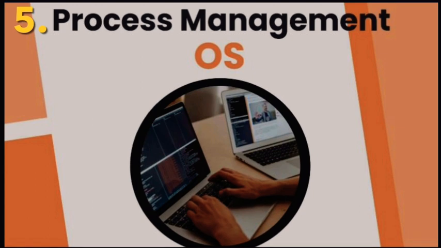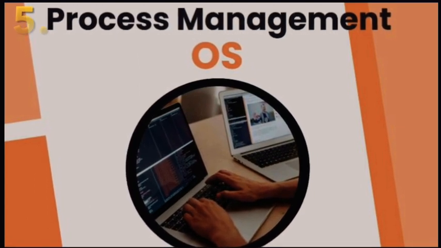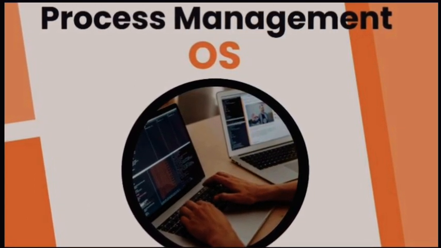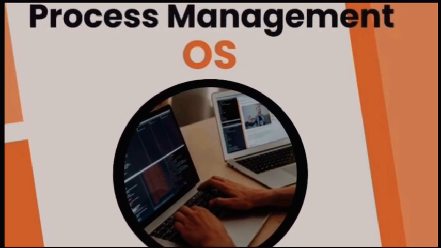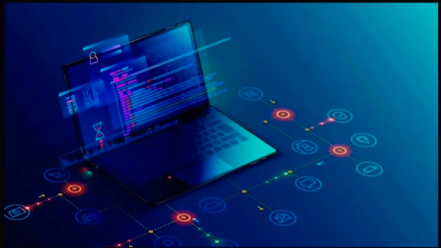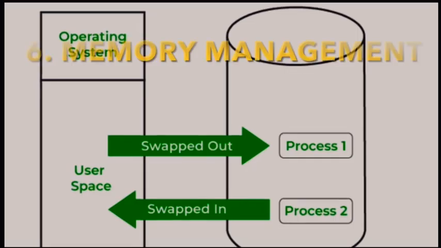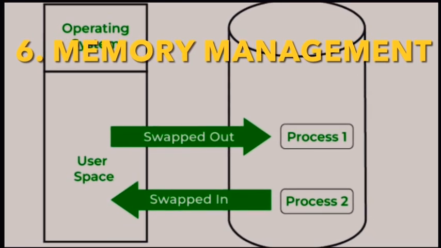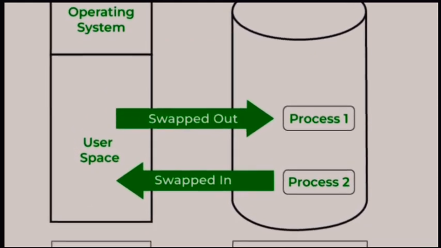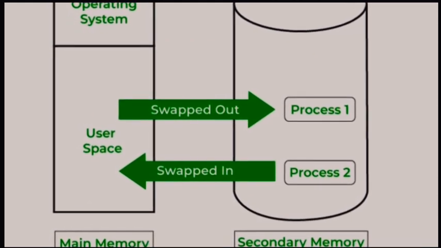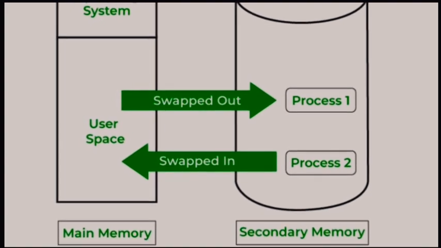Process management. The OS oversees processes, which are instances of executing programs. It manages process creation, scheduling, and termination, ensuring efficient utilization of the CPU. Memory management. The OS allocates and deallocates memory to programs and processes. It ensures that each program has the necessary memory space and prevents unauthorized access.